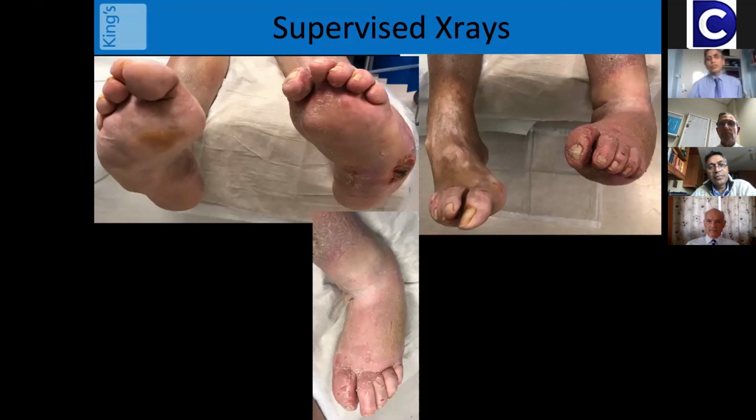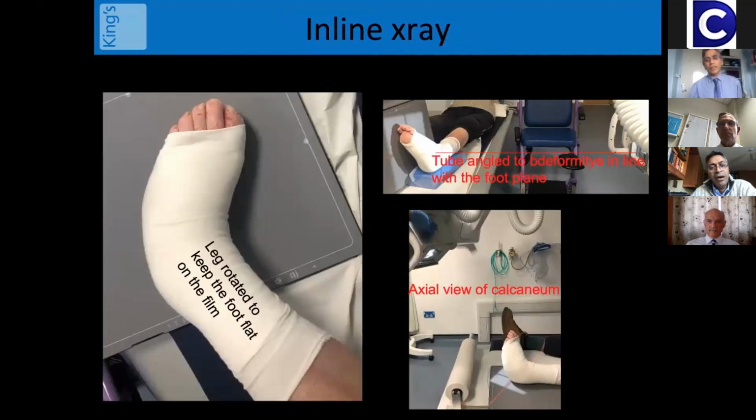So again, you have to do supervised x-rays. I call them inline, that's in the plane of deformity. Here I made the foot flat on the plate by rotating the tibia outward so that the foot is flat on the ground. Then you can get a clear-cut AP view of the foot. And again, here you center it on the foot, in line with the foot, so that you can get a lateral view. And here is the axial view of the calcaneum. At the same time, I bring the film here and get an ankle x-ray.